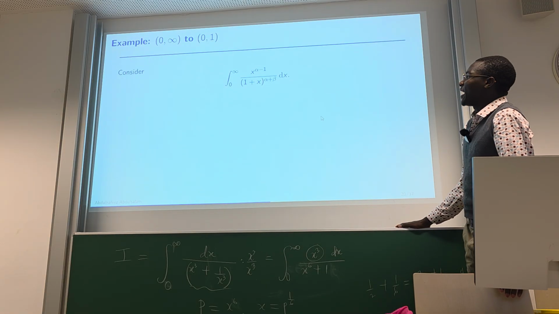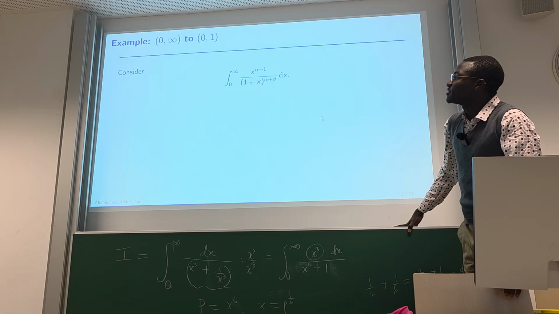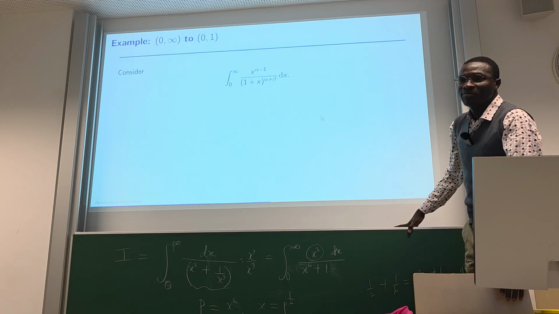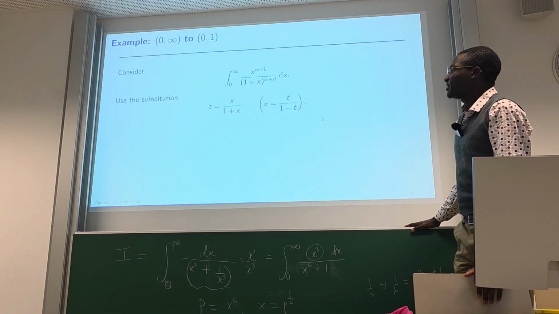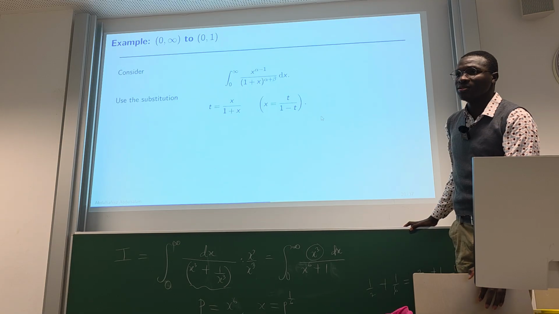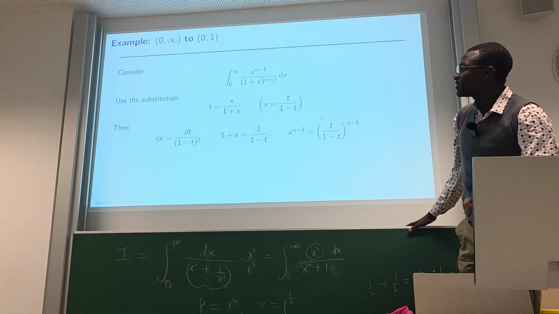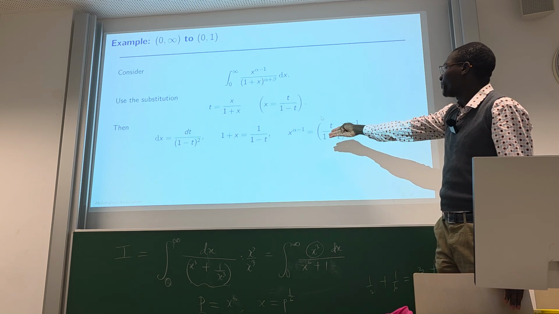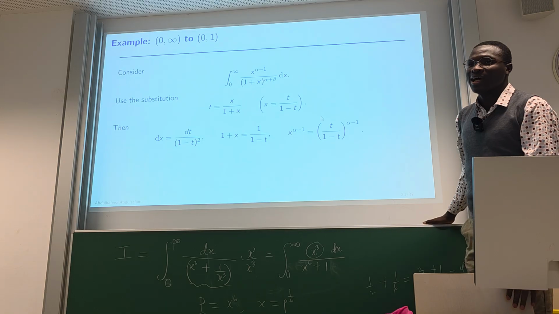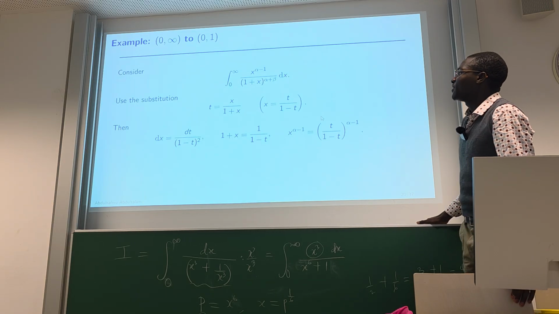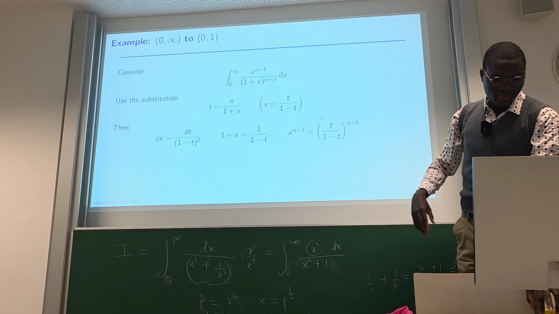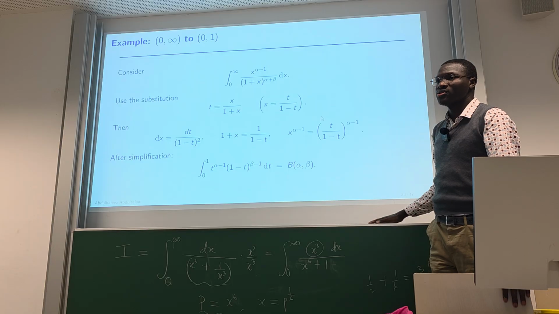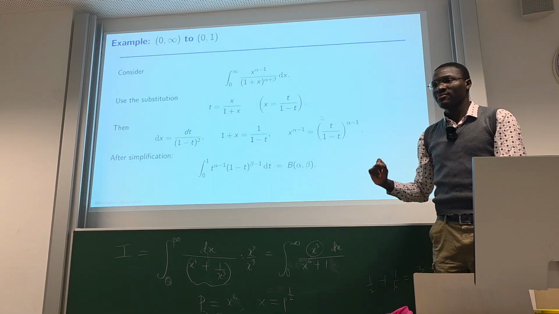So yeah, let's consider this integral here. If you make this substitution, you have x equals t divided by 1 minus t. So this is the substitution you can make, and I just did the workings already, so I don't think we should waste so much time on that. You could do this yourself. And then you just get this after the substitution. So this integral becomes this after the substitution.